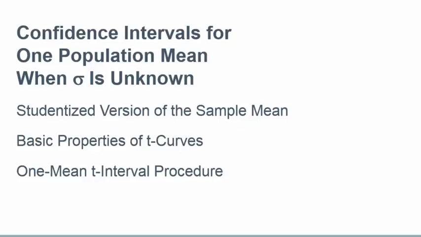One mean t-interval procedure. For the confidence level 1 minus alpha, use the t-distribution table to find t sub alpha divided by 2 with degrees of freedom of n minus 1. The confidence interval for mu is the sample mean plus or minus t sub alpha divided by 2 times the sample standard deviation divided by the square root of n.